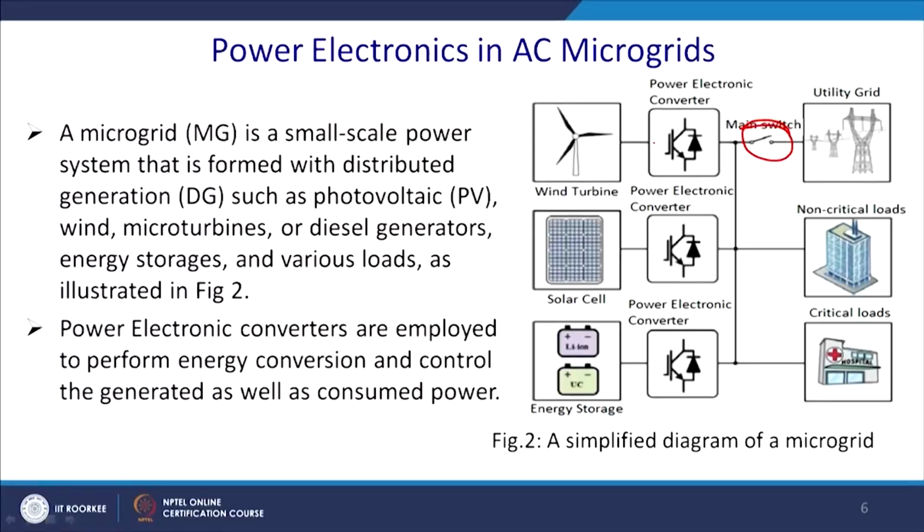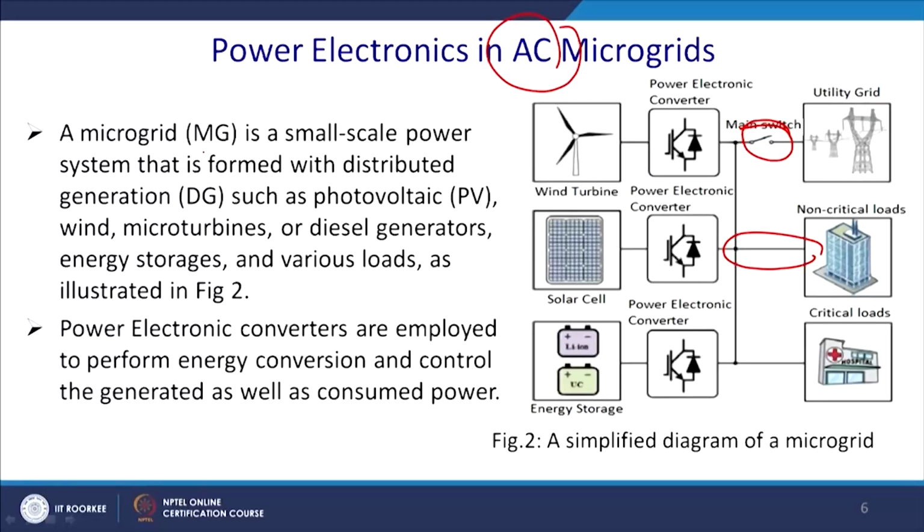This is a main switch, you can take power or dispatch power to the grid, and these are the non-critical loads, which may be shut off depending on the kind of condition you like to put. These are the critical loads, and you require to turn them on always. A microgrid, this is an AC microgrid. First we will discuss the AC microgrid and see what its limitations are, then we will come to the DC microgrid.